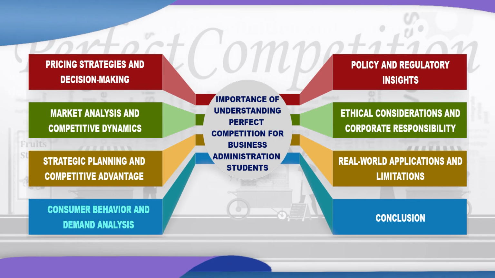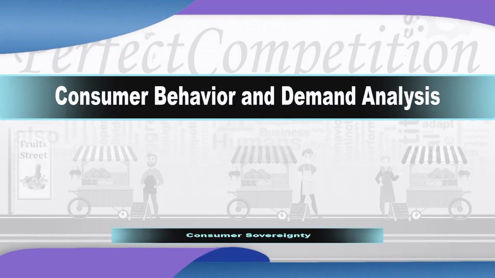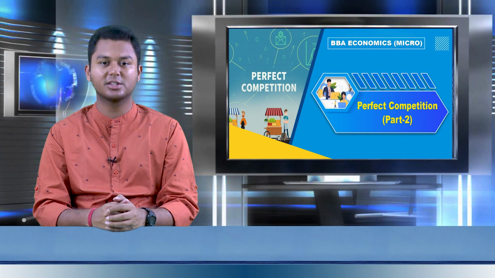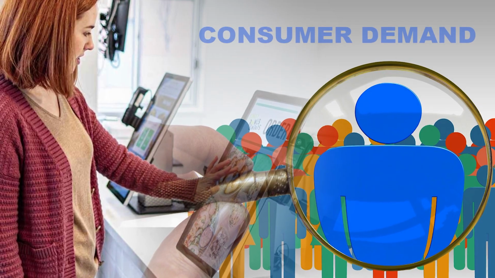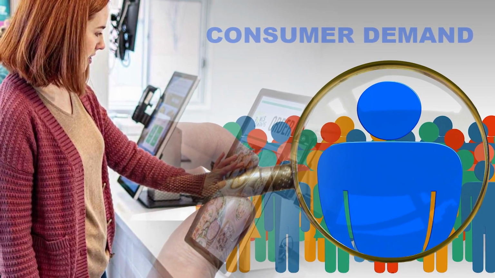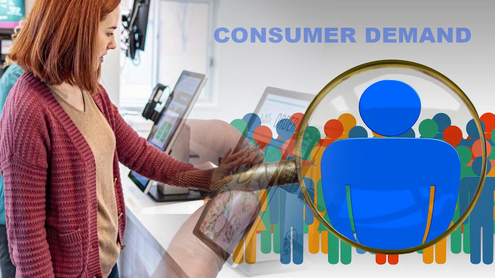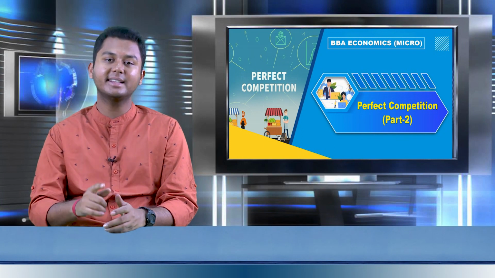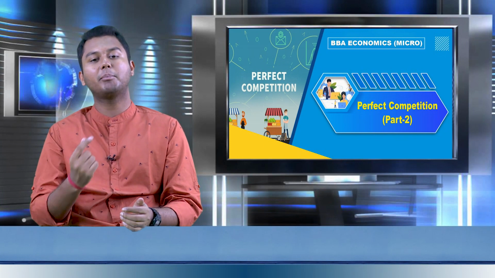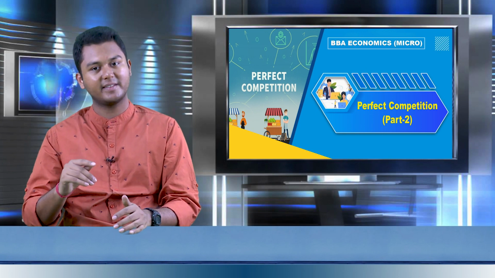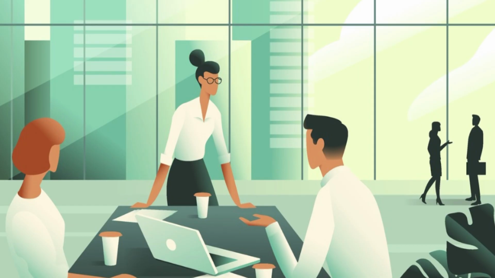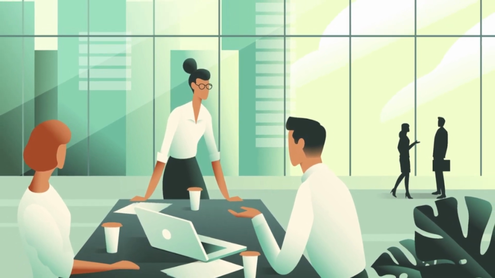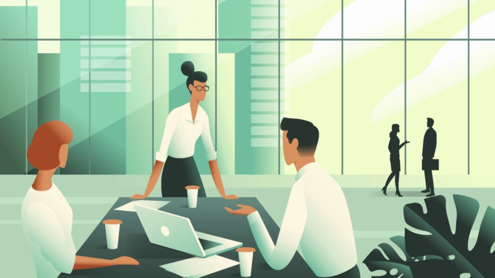Next point is consumer behavior and demand analysis. If we talk about consumer sovereignty, then perfect competition assures consumer preferences are the main aspect that drives the markets, as firms respond to consumer demand by adjusting their output. Business students in this particular aspect learn the importance of understanding consumer behavior and demand patterns, which is critical for effective marketing, for the overall development of the firm and for product development as well.